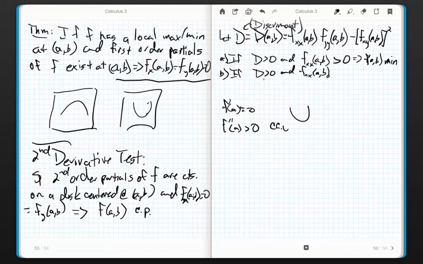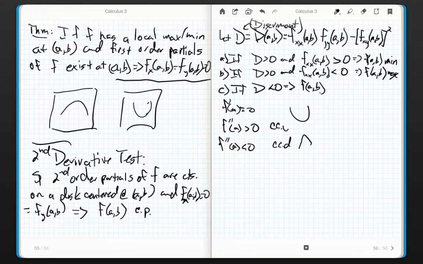Likewise, if D is greater than 0 and the second partial with respect to x is less than 0, that's like saying f double prime at a is less than 0, therefore concave down, and I get this. This implies f at (a, b) is a max. Okay, how about c? If D is less than 0, this implies that f of (a, b) is neither.